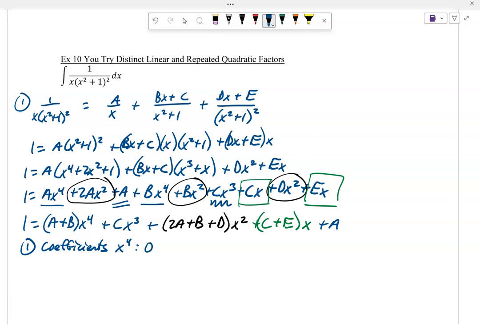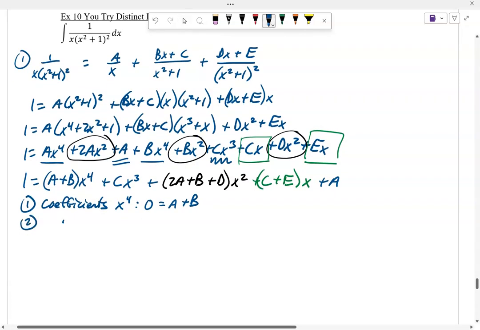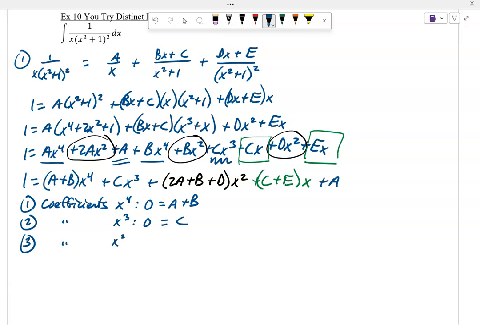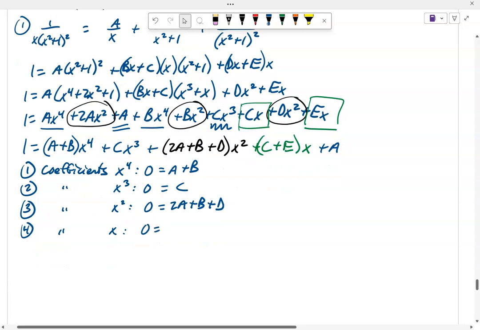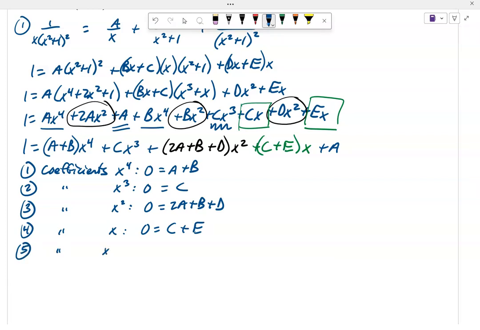So 0 is the coefficient of x cubed, so that would line up with that a plus b. My coefficients of x cubed would be 0 equals c, so now we know c. My coefficients of x squared would be 0 being 2a plus b plus d. My coefficients of x would be 0, so c plus e. And then I have my constant. So my coefficient of x to the 0, that's the 1 equaling a. So I know my a is 1.